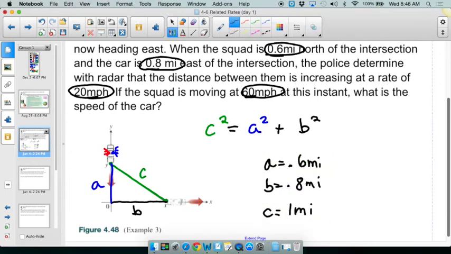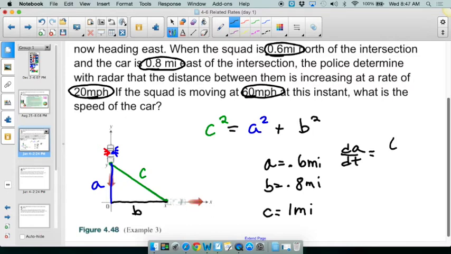So what is my dA dt? How much is it? What is the rate of change of my length here? What is it associated with? It is associated with miles per hour. What object is causing A to change? The squad or the car? So what is the squad's rate? 60 miles per hour.